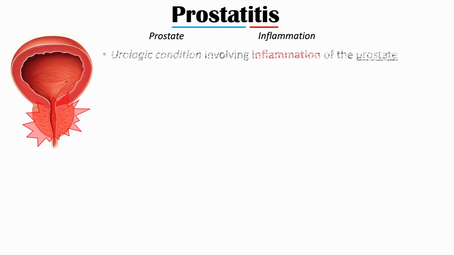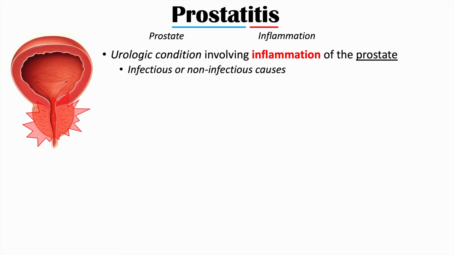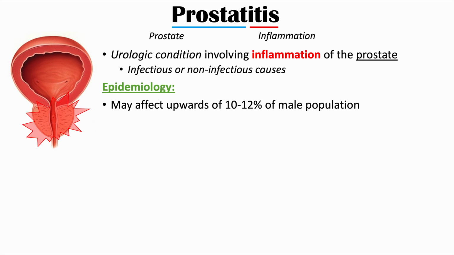So what is prostatitis? If we were to actually look at the word prostatitis, the prefix prostate refers to the prostate gland, and the suffix itis refers to inflammation. So prostatitis is a urological condition involving inflammation of the prostate. Now, we're going to get more into this later on in this lesson, but there can be infectious or non-infectious causes of prostatitis.